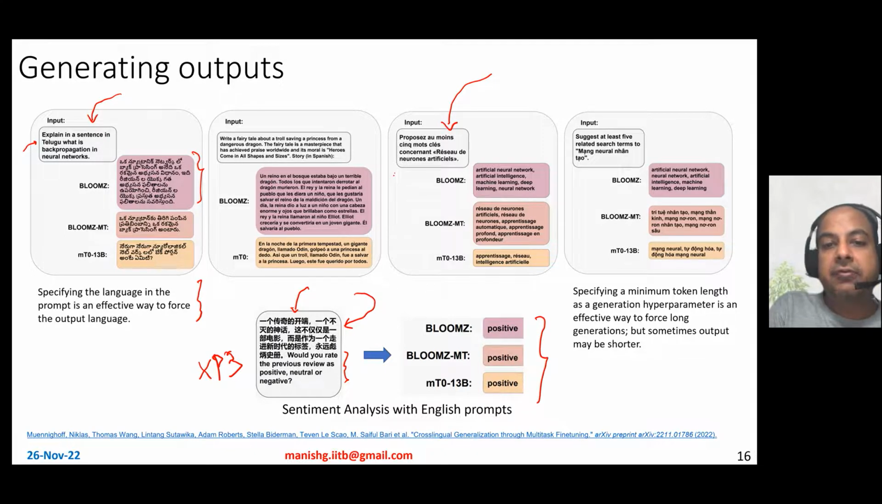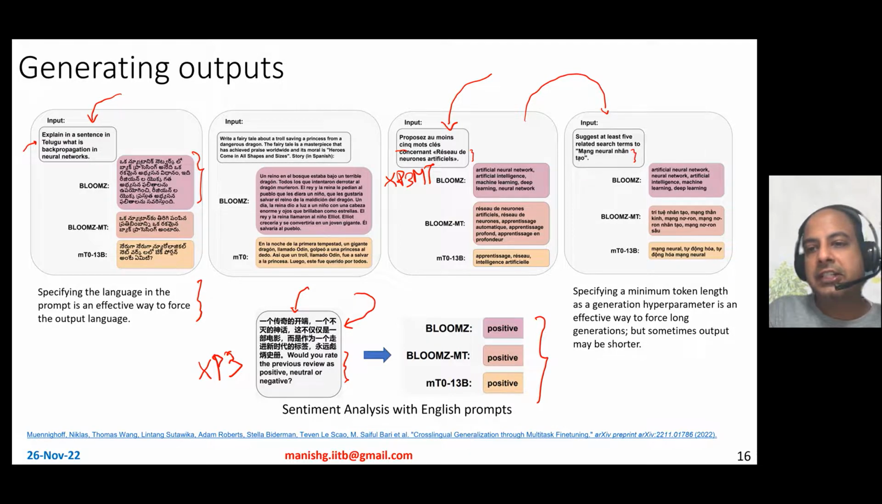So this is basically coming from the XP3 mt kind of data, where the task is multilingual and the prompt is also multilingual, Spanish basically, right? And you're trying to ask it to generate at least 5 related words, related search terms for a particular phrase. And the same task with the English prompt is right here. But this is also a multilingual task because the input of the task is not in English, but the prompt is in English. So this is again an XP3 kind of task.